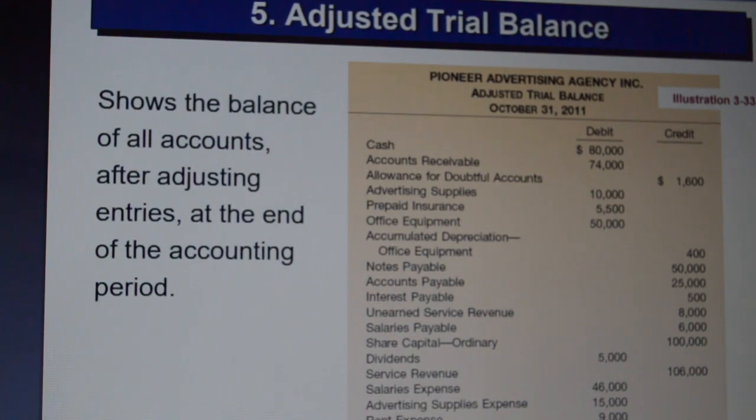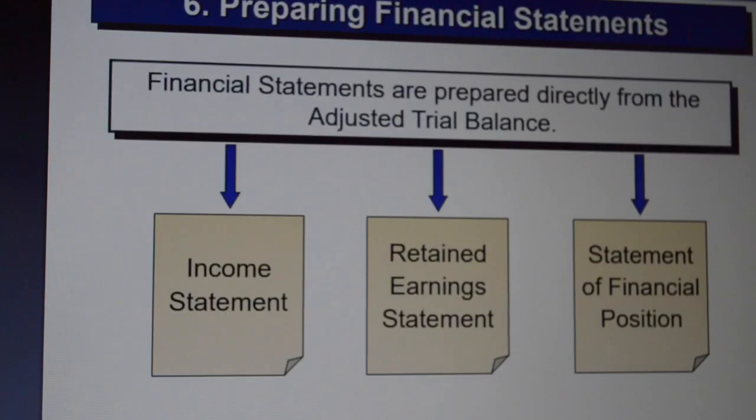After all the adjustments are made to the accounts, we can prepare the adjusted trial balance, which is the accurate trial balance for the period. It shows the balance of all accounts after adjusting entries at the end of the accounting period. The financial statements are prepared directly from the adjusted trial balance. The income statement is prepared first, then the retained earnings statement, and then the statement of financial position.